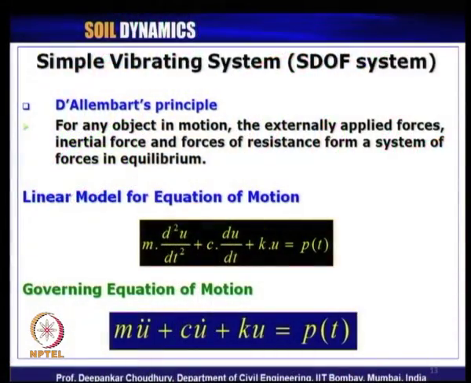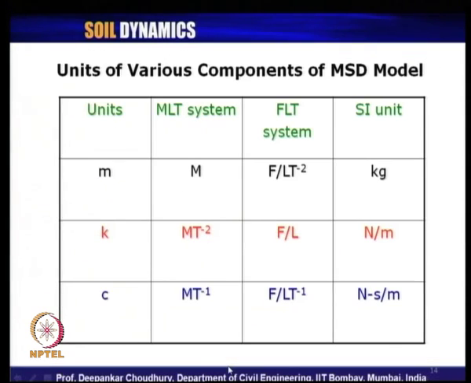So, now let us look at the slide here. What I have discussed till now, the same thing is written here. The linear model, considering mass, damper and stiffness, the equation of motion takes the shape like this. So, the governing equation of motion is like this. Now, let us discuss the various units of these components for our basic mass spring dashpot model.